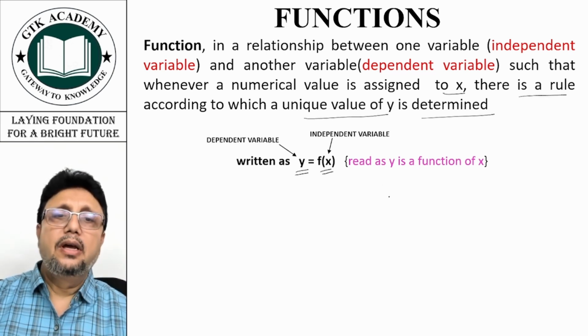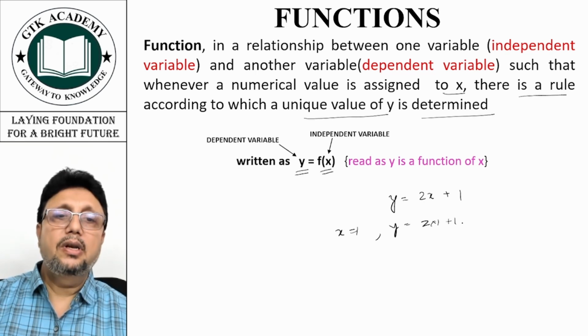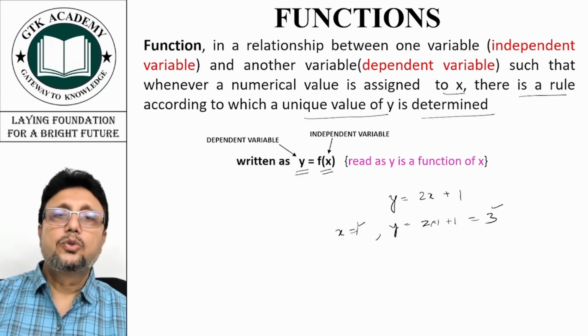For example, if y is equal to 2x plus 1, say x is equal to 1, y is equal to 2 into 1 plus 1, which is equal to 3. So for one value of x, there is only one value of y. So this is a function.